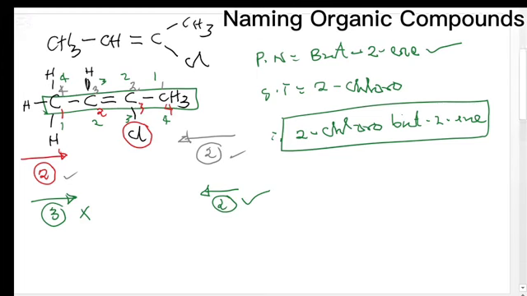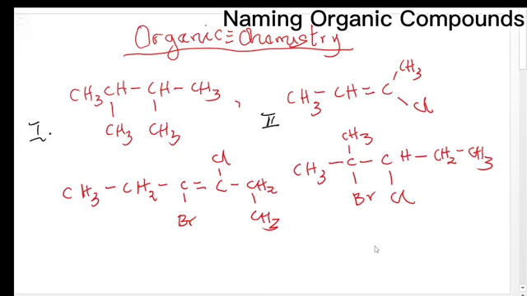Okay. Now, Fatia, can you try this third one? This compound 3. Shall I give you time to try it? Let's see what you will get. Okay. Yeah. 3-bromo. 4-chloro. Hex-3-ene.